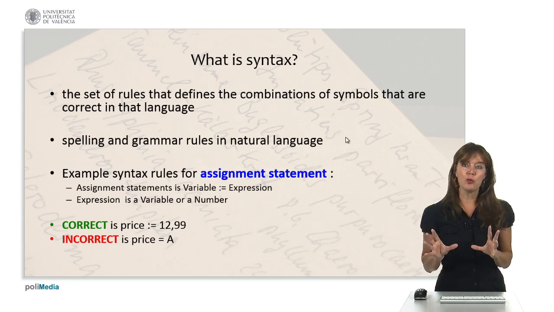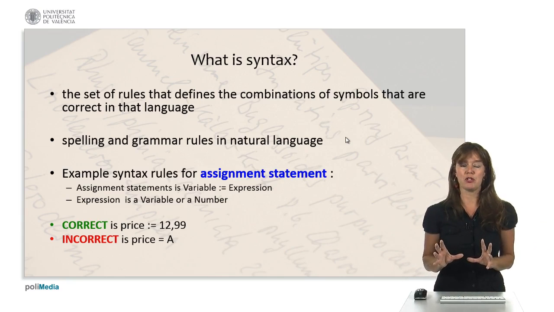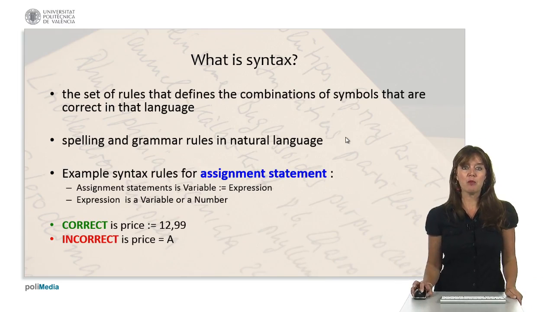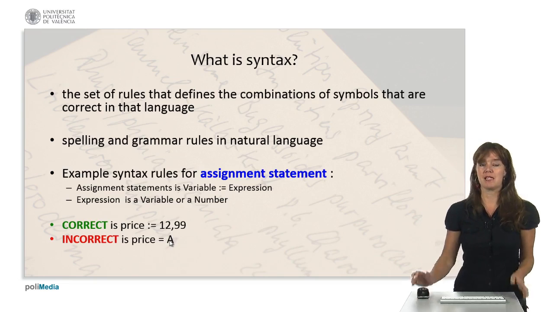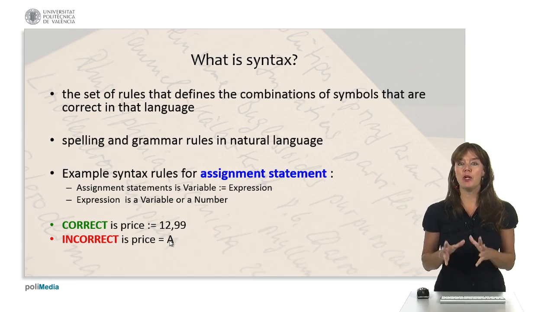So if this is the rule for writing down assignment statements, you can see here in the green one, the correct assignment statement is this one: price, a colon, an equal sign, and a number. An incorrect assignment statement you see here below in red. Price is a variable, but this is wrong because there's only an equal sign and the colon is missing. And moreover, this is an A, which is not a number. So this is a syntax rule indicating how we have to write down assignment statements.